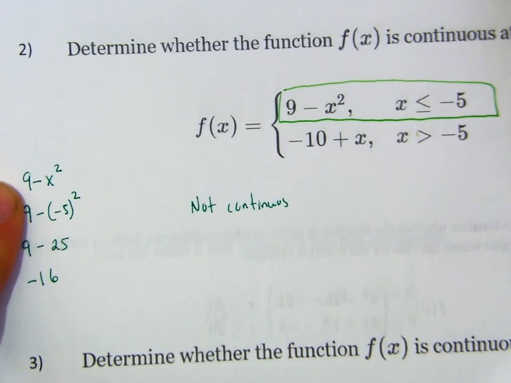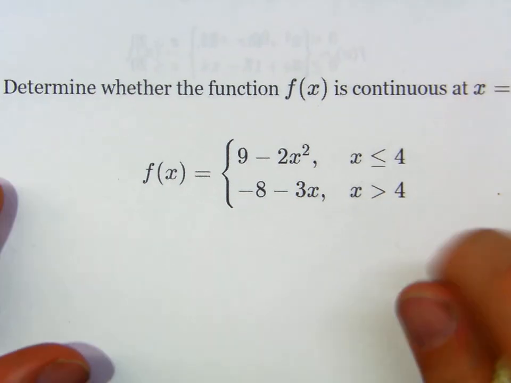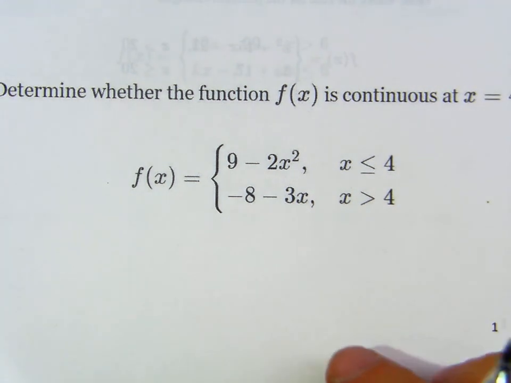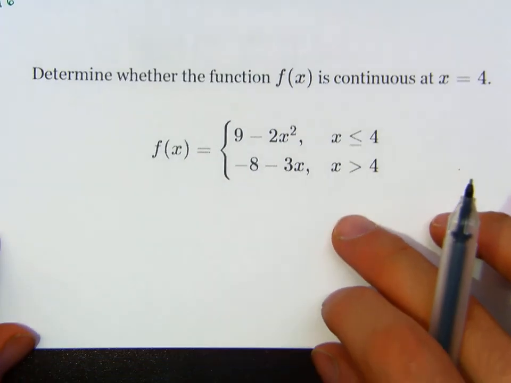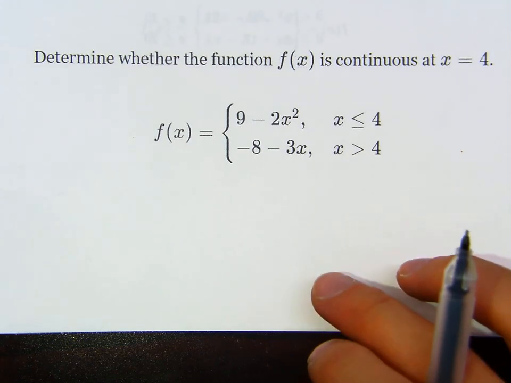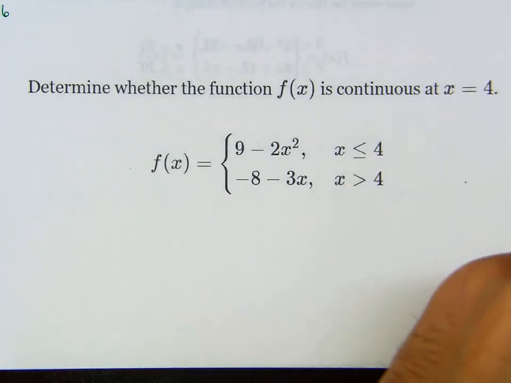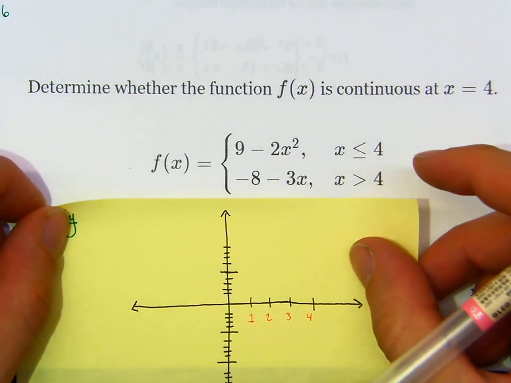So here, not continuous. What about this one over here? Let's try the next problem. It says determine whether this function is continuous at, let me zoom out a little bit. Okay, is this function continuous at x equals 4? So let's see. What's happening in this picture? Notice visually what's happening.